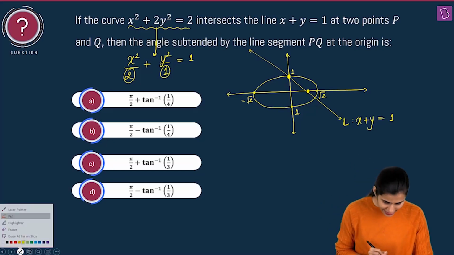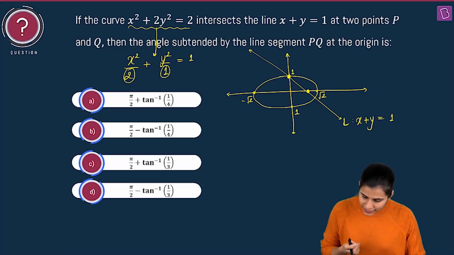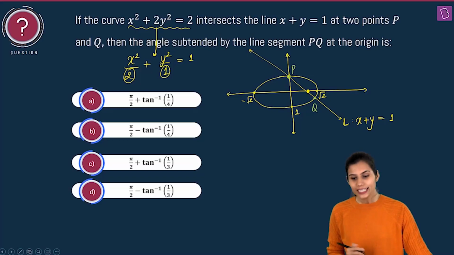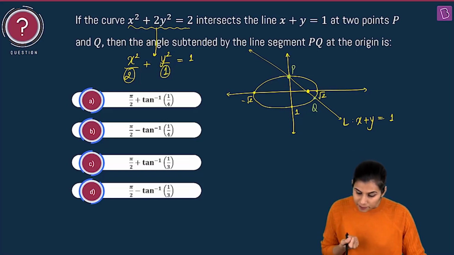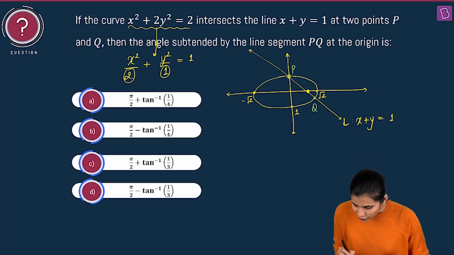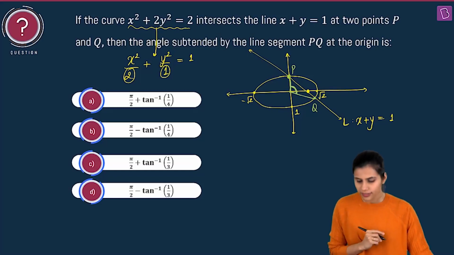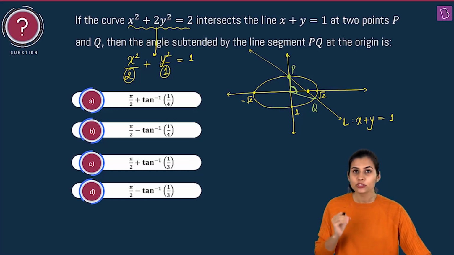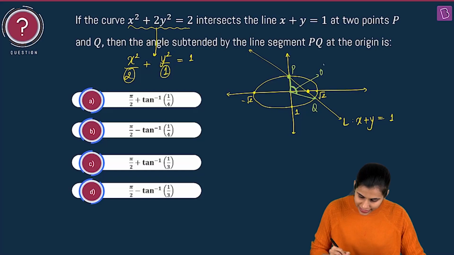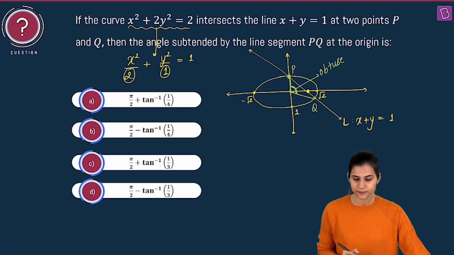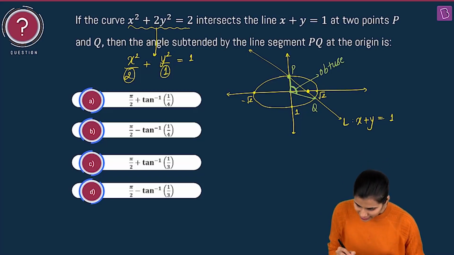This line is intersecting my ellipse at 2 points P and Q. So one point of intersection is P, the other point of intersection is this Q. This PQ segment is subtending an angle at origin. Can you look at that angle? This is that angle. And it's very simple to make out that this angle is actually obtuse. Are you understanding? Now, this is my origin.